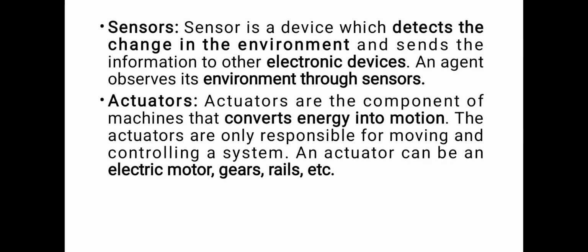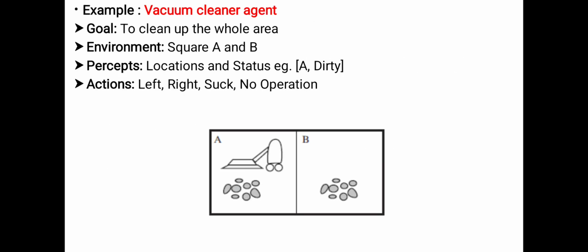Sensor is a device which detects the change in environment and sends the information to other electronic devices. An agent observes its environment through sensors. Actuators are the component of a machine that converts energy into motion. The actuators are only responsible for moving and controlling a system. An actuator can be electric motor, gears, rails, etc.